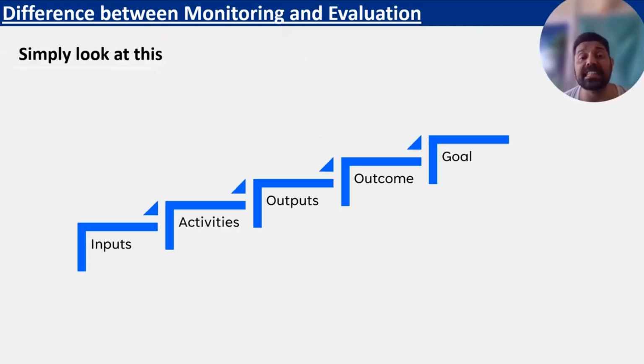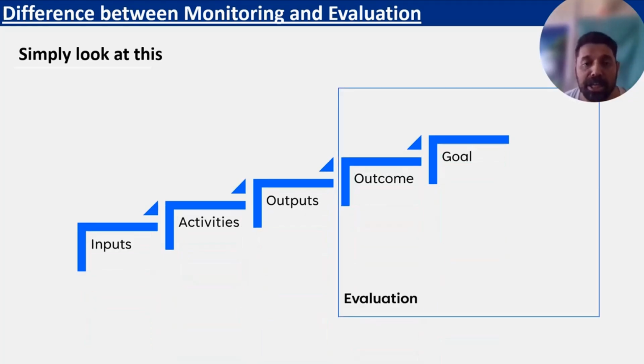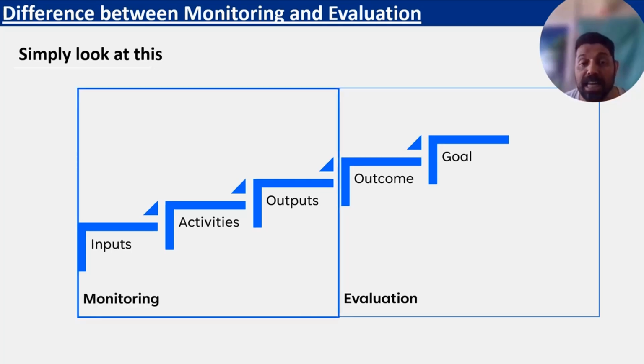Simply look at this example. For example, in every project we have input, activities, outputs, outcome, and goal. Now this part comes under evaluation. In the evaluation, you assess the outcomes and goals, while in the monitoring, we focus on inputs, activities, and output. We track them so that the project achieves the targets of its activities and outputs, while in the evaluation, we see the outcome and the goal.